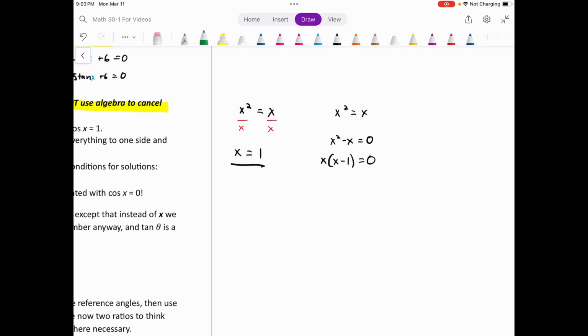Aha, look at this. There were actually two solutions. x could equal 0, right? If x equals 0, then I have 0 times whatever, doesn't matter. 0 times negative 1, which is 0. So x equals 0 is a solution to this equation, right?